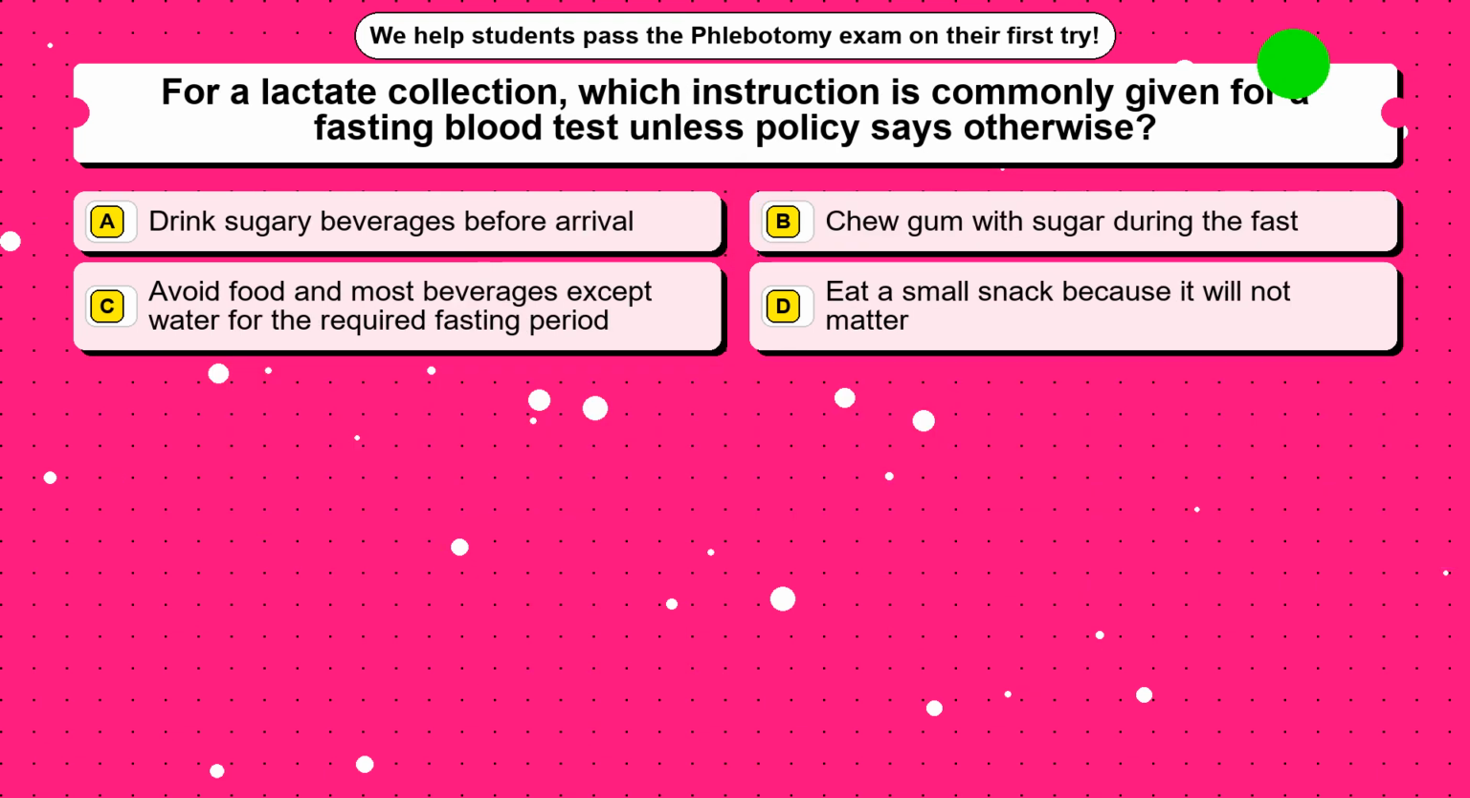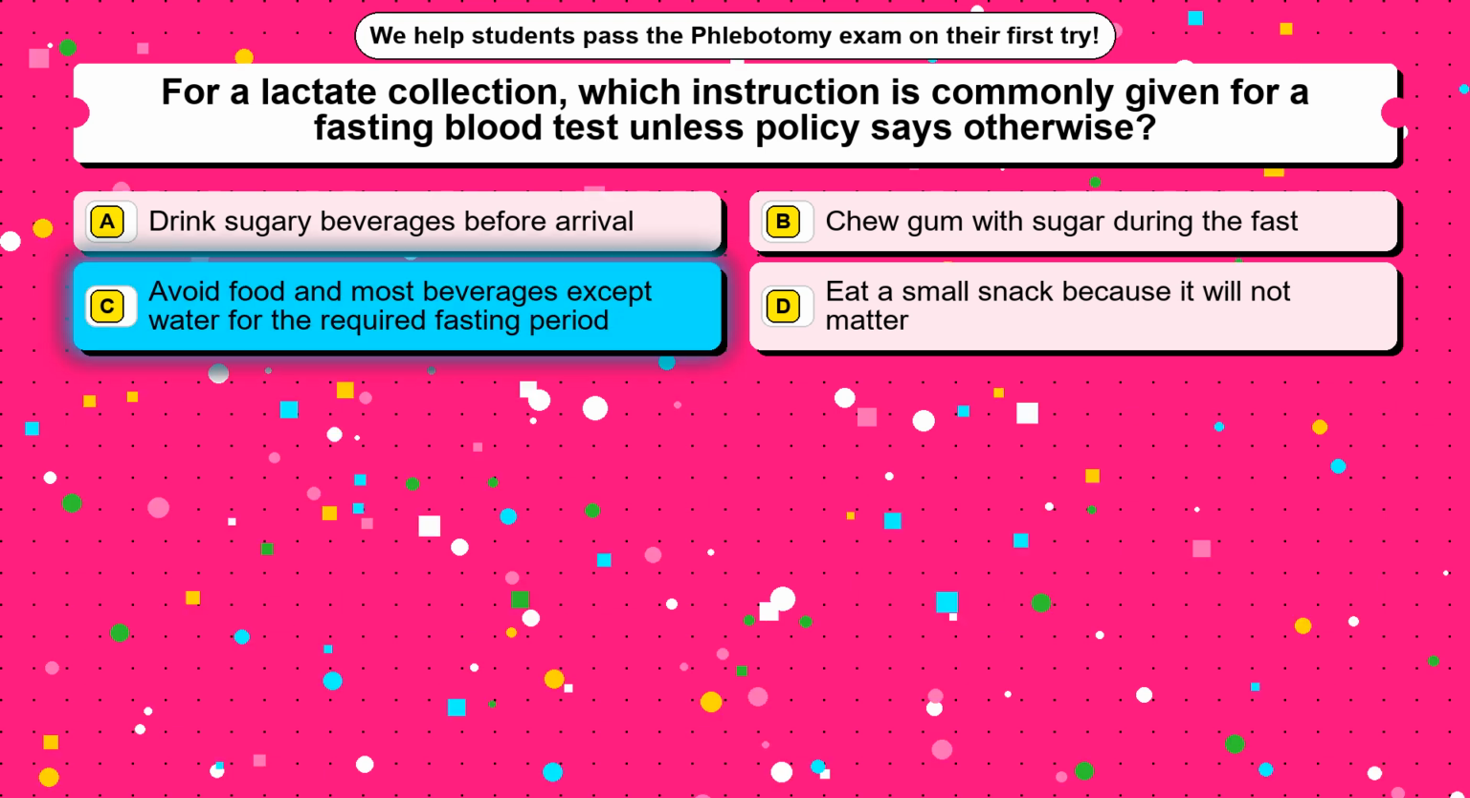Question 90. For a lactate collection, which instruction is commonly given for a fasting blood test unless policy says otherwise? Option A, drink sugary beverages before arrival. Option B, chew gum with sugar during the fast. Option C, avoid food and most beverages except water for the required fasting period. Option D, eat a small snack because it will not matter.